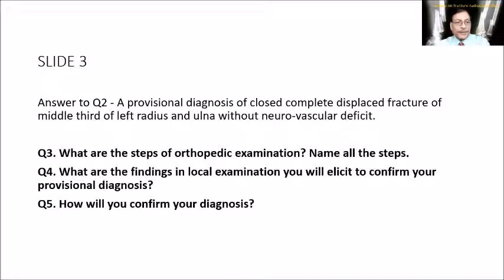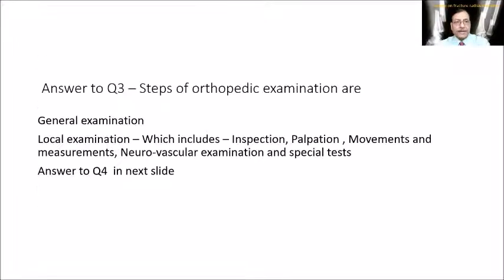Now the question could be, what are the steps of orthopedic examination? Name all the steps. What are the findings in local examination you will elicit to confirm your provisional diagnosis? And how will you confirm your diagnosis? The answer is the steps are general examination and local examination. In local examination: inspection, palpation, movement, and measurements in this sequence, and then neurovascular examination and special tests.